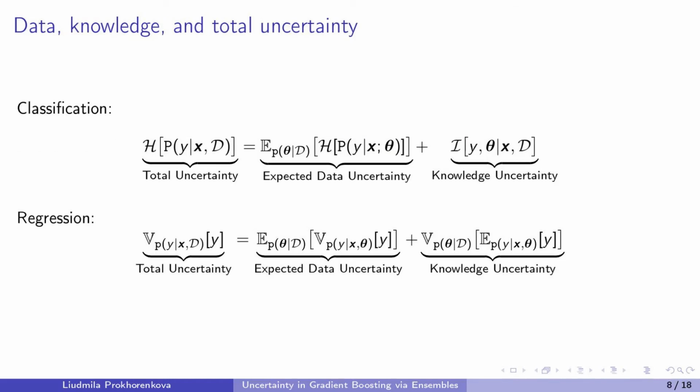This slide formally defines knowledge, data, and total uncertainty for classification and regression. For classification, data uncertainty can be quantified as the average entropy of individual models. Knowledge uncertainty is the mutual information between the model's parameters and the prediction. And total uncertainty is the entropy of the average prediction. For regression, data uncertainty is the average predicted variance, while knowledge uncertainty is the variance of predicted mean values.